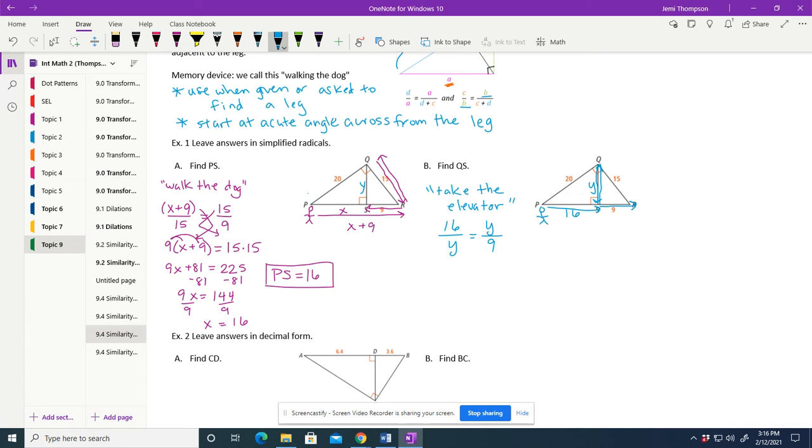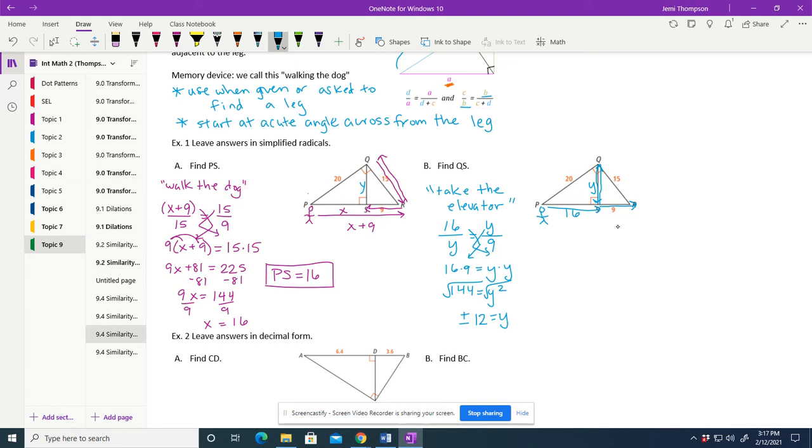This says that the altitude is the geometric mean for the two pieces of the hypotenuse. I crisscross multiply and have 16 times 9 is equal to Y times Y. 16 times 9 gives me 144 equals Y squared. To get Y by itself, I take the square root of both sides. When I take the square root of both sides of an equation, I get positive and negative, in this case 12.